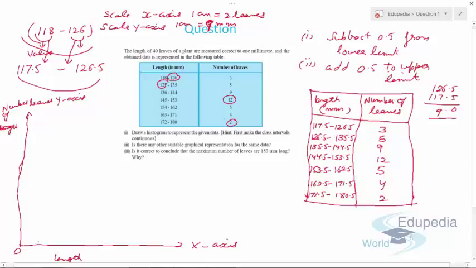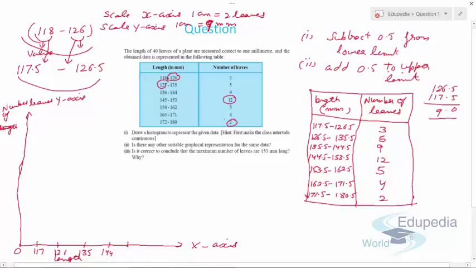So we can start it from 117. Then we can have a unit of 9. So this is 117, this will be 126, this will be 135, this will be 144. Right? We can have it till 180 or above 80, so that we can include the data.